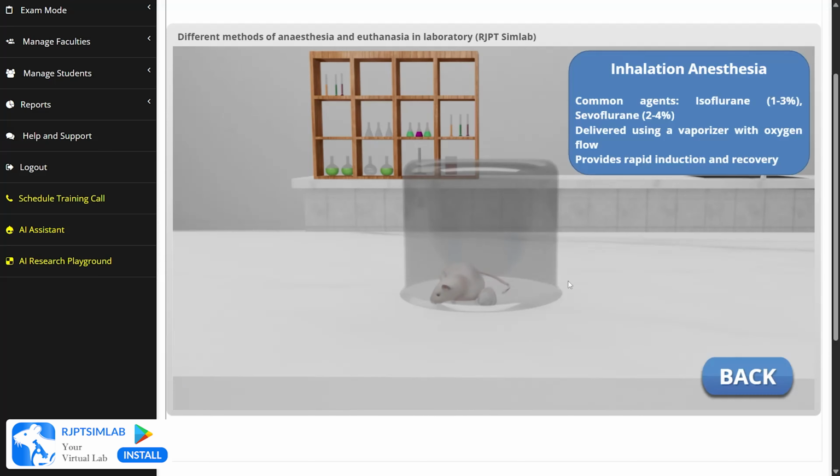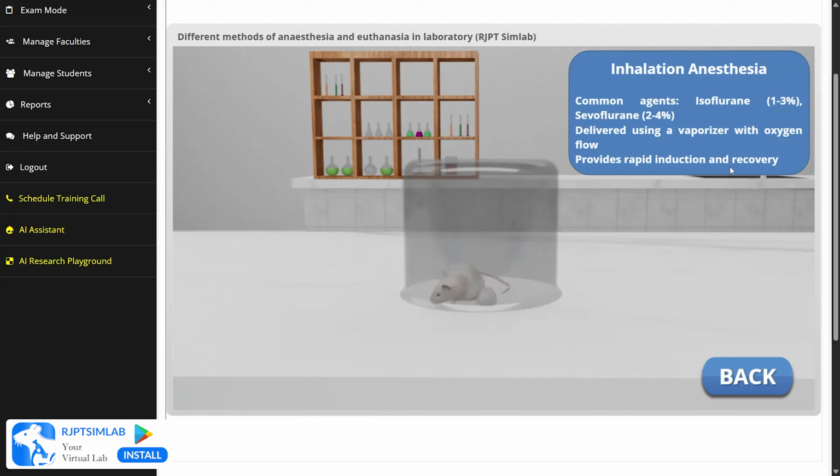The volatile anesthetic drug is released and vaporizes in the air, and the closed container entraps it and creates a charged environment inside the container. The drug is inhaled by the rat and it becomes unconscious. The common agents are isoflurane, at 1 to 3%, and sevoflurane, at 2 to 4%, delivered using a vaporizer and an oxygen flow, and provides rapid induction and recovery.